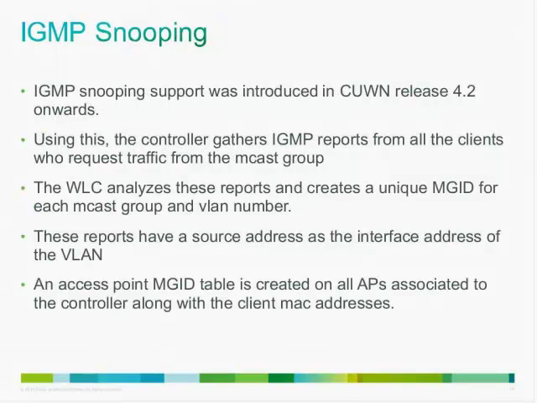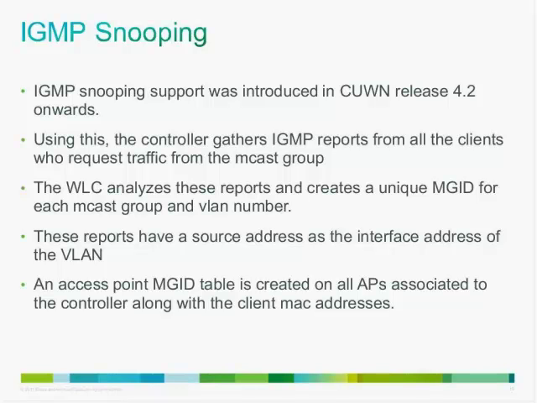IGMP snooping. IGMP snooping support was introduced on Cisco Wireless LAN controllers from version 4.2 onwards. Using this, the controller gathers all the reports from all the clients who request traffic from that multicast group. This is a way of optimizing how many multicast packets are replicated, because if there are access points that do not have any clients requesting this traffic, then the access point will not replicate the multicast packets and will just discard them.